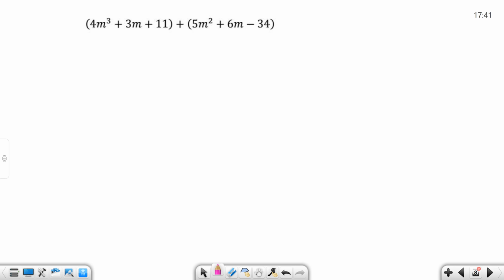All right, 4m cubed plus 3m plus 11 plus 5m squared plus 6m minus 34. Is this built the same? You might be tempted to say yes, but look at that first m in each one. One is to the third power and one is to the second power. So it is not built the same.